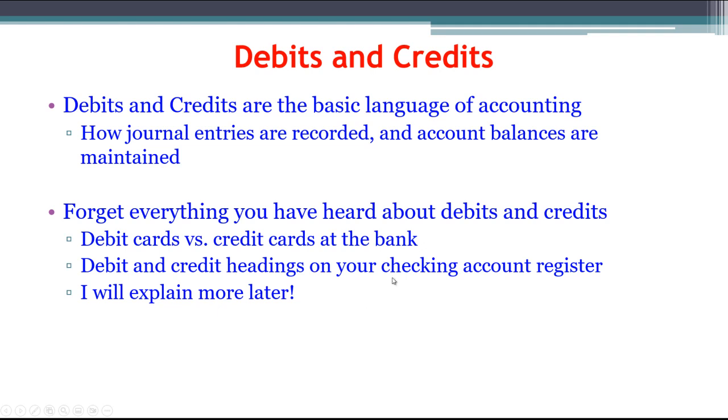Now, we already talked about the whole checking account register, but the other thing I want to throw out is that the use of the term debit card and credit card can really cloud things up. So the best thing to do is just not try to look at it from that perspective. It's just learn from what we've talked about here.